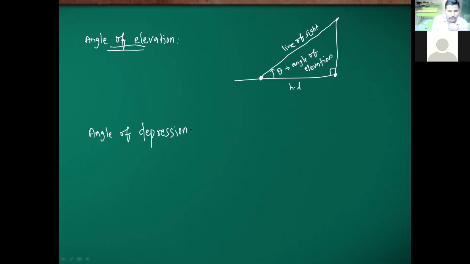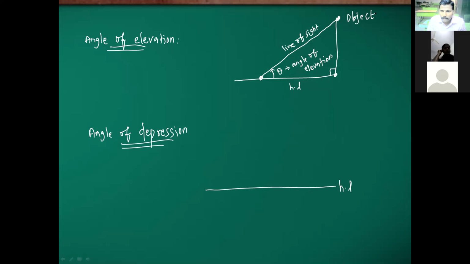Angle of depression. Suppose the object is elevated above the horizontal line. See, this is the horizontal line, or ground. Here the object is above the horizontal line. Angle of depression is in the sense below the horizontal line. So this we take as ground level. Here ground level and horizontal level are both the same in elevation. But in depression it will differ. Ground level differs from the horizontal.